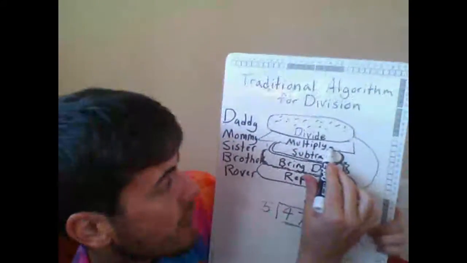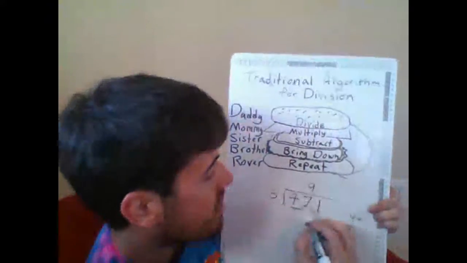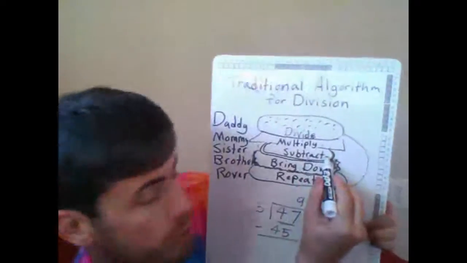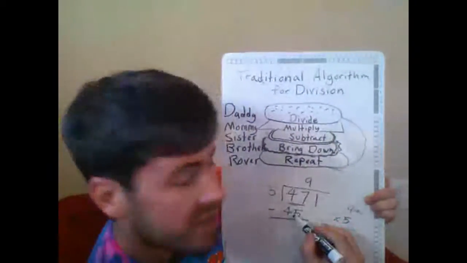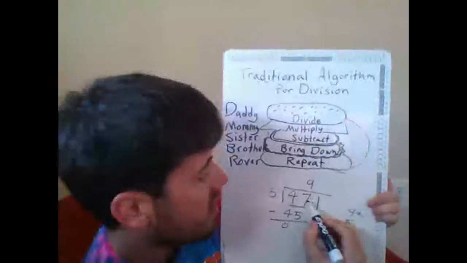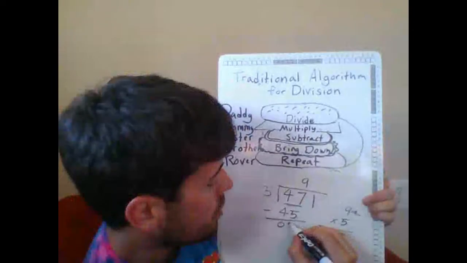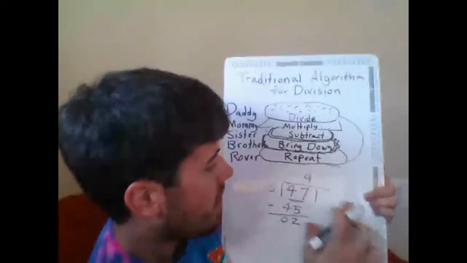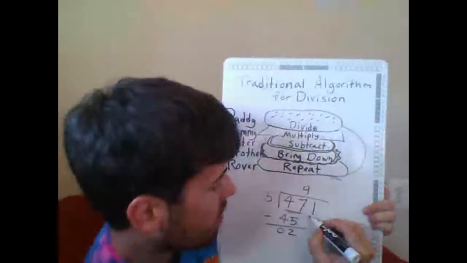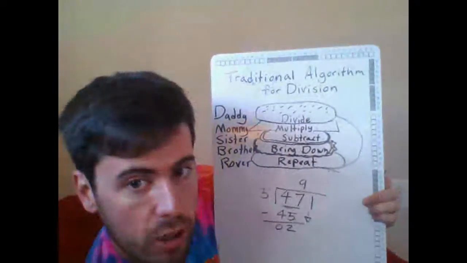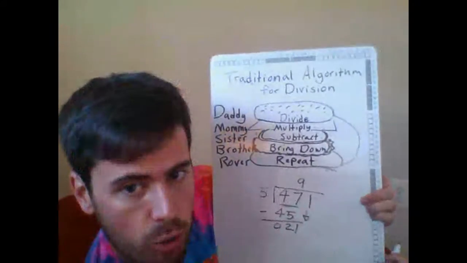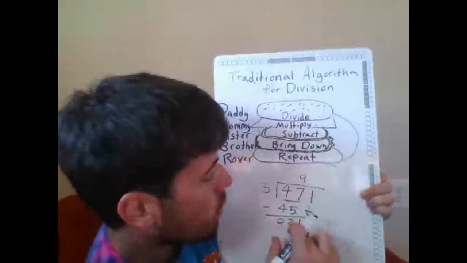We go on to our next step, which is to multiply. 5 times 9 is 45. We're going to go to our next step, which is subtract. 47 minus 45. 4 minus 4 is 0. 7 minus 5 is 2. And we'll go ahead and go to our next step, which is to bring down. We have a 1 here. I'm going to draw an arrow to show that we're bringing our 1 down. We bring it right down next to our 2. So now we have 21.